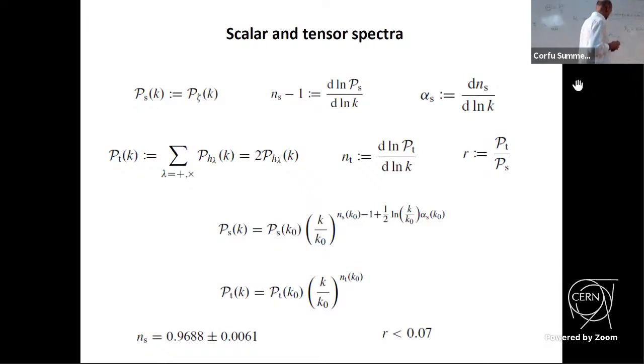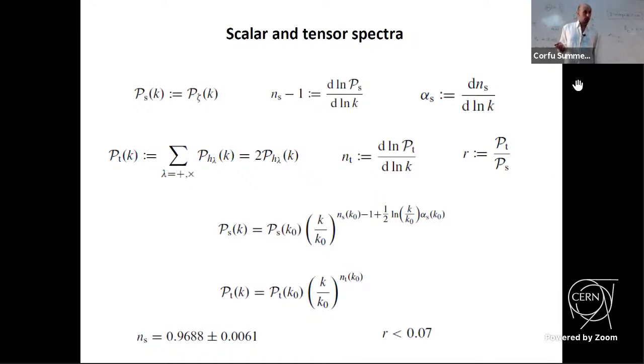For WMAP and Planck, the typical pivot scales are 0.05 megaparsec to -1, or in alternative 0.002 megaparsec to -1. There are numbers which depend on the characteristics of the spectrum. And these are some numbers not updated. This is from 2015, but the actual numbers are quite similar.